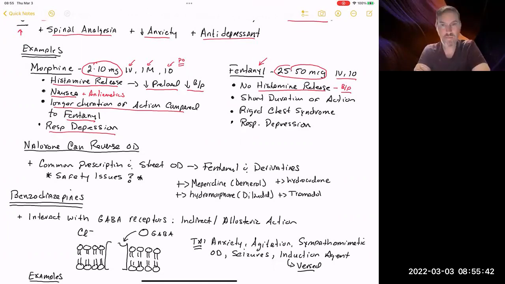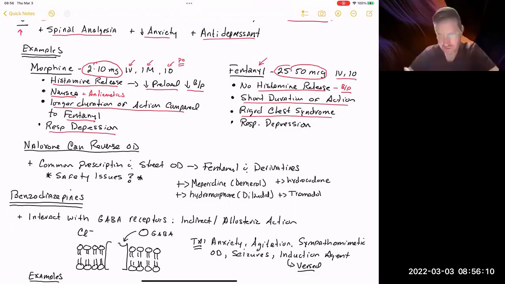However, fentanyl has a very short duration of action, typically less than about an hour in many cases. So repeated dosing of fentanyl may be needed, particularly if you're looking at a prolonged transport and care situation. And then fentanyl does have some unique things associated with it. There is something called rigid chest syndrome or stone chest syndrome.